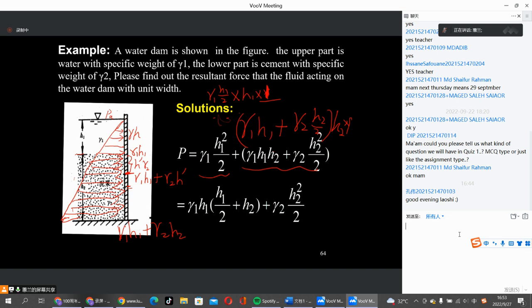That means the formula indicates that the total pressure force acting on a straight plate submerged in a fluid is equal to the pressure at its area centroid times the total area. Okay, we use the formula directly, no problem.